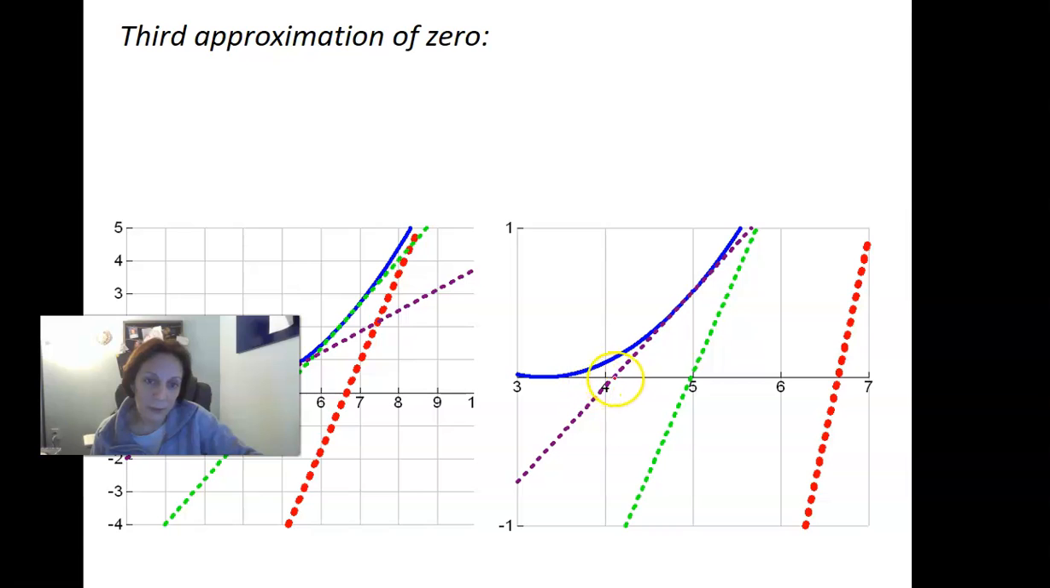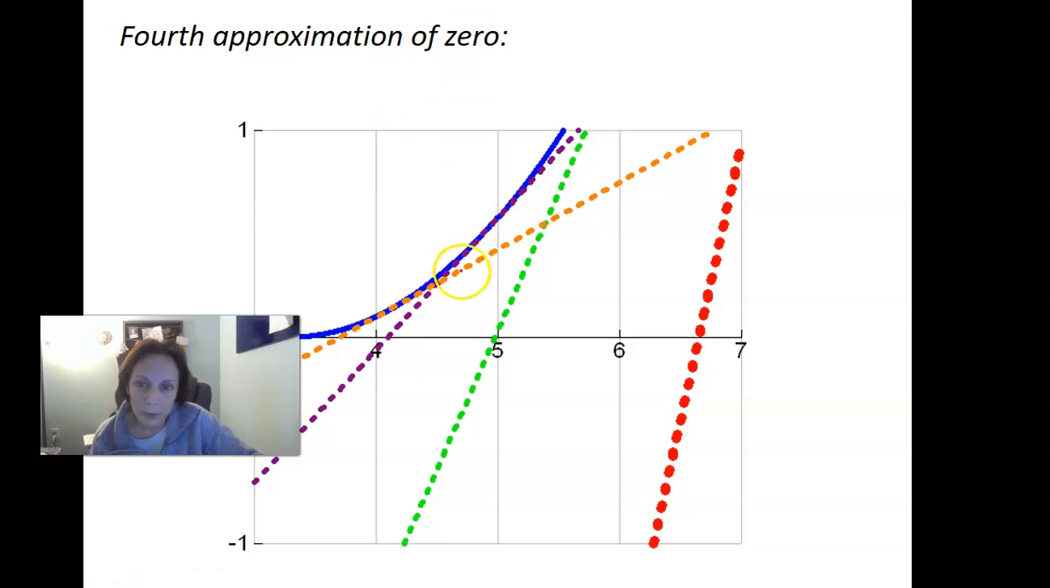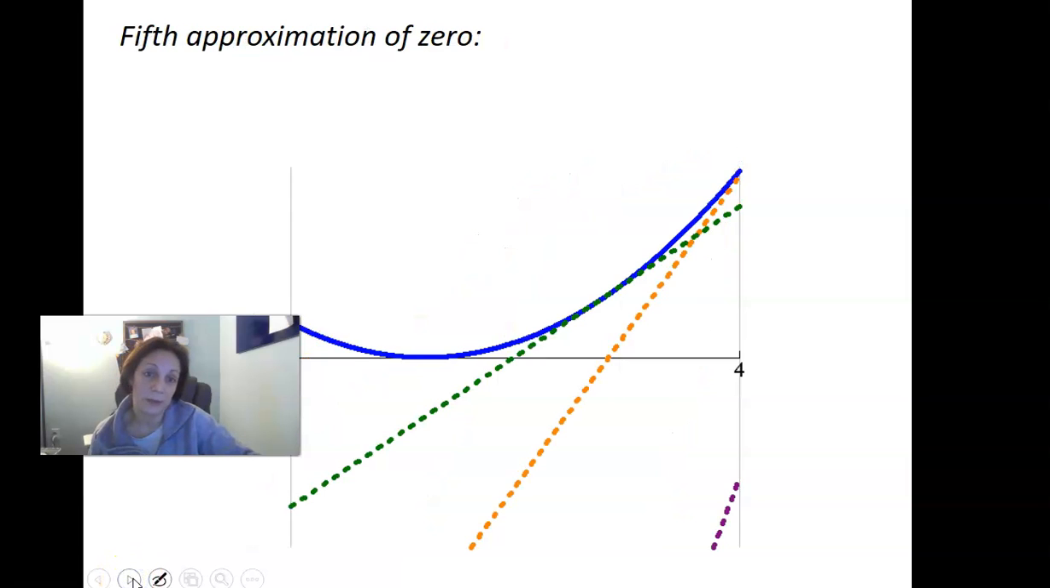So if I use the 0 of this, which looks to be slightly more than 4, jump back up on the curve, that'll give me my fourth approximation. So again, look, here's my purple tangent line. It crosses right here. I jump back up on the curve. I draw a new tangent line, and it brings me even closer. Every time I draw a new tangent line, it brings me even closer.